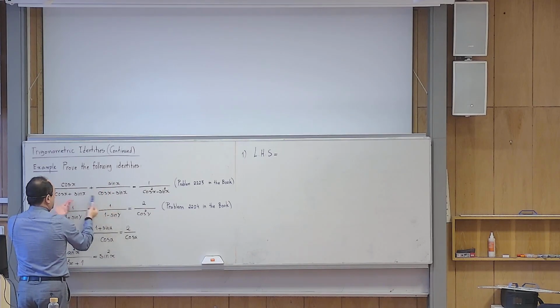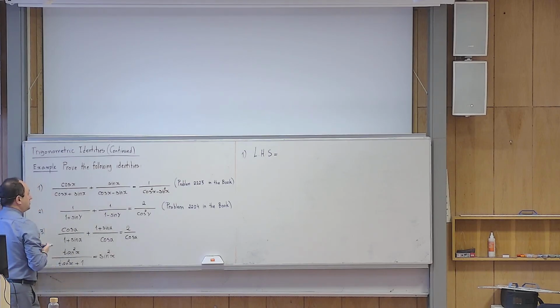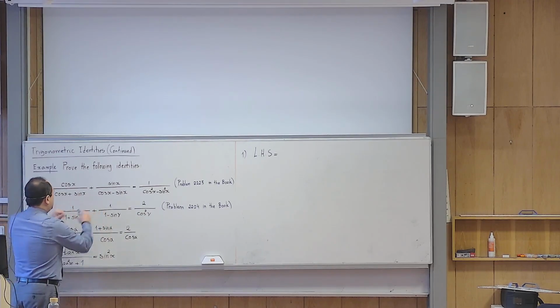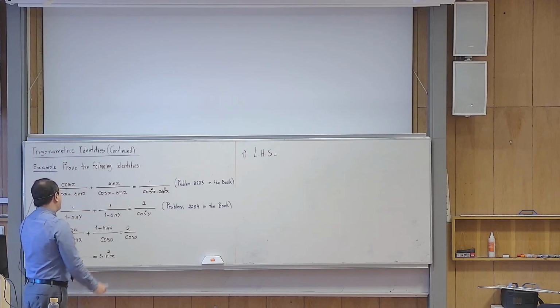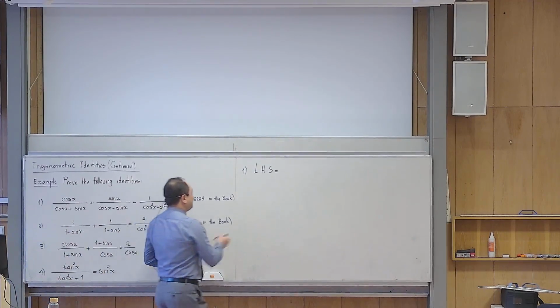But here we don't have that scenario. So what should we do? We have to make the denominators the same. So I have to start rescaling the fractions in a way that the denominators are the same. So how can I rescale that? Do you have any idea?